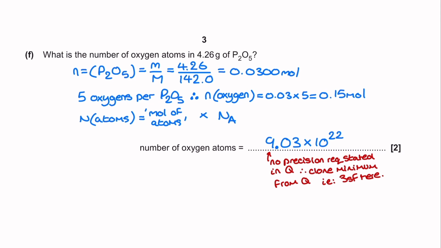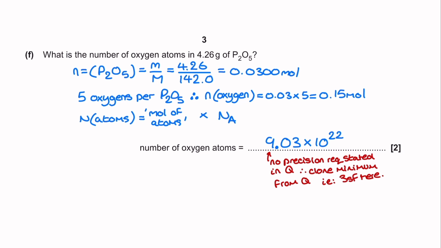Moving on here to part F, what is the number of oxygen atoms in 4.26 grams of P2O5? I think this is remarkably simple considering that it's actually 2 marks and compared to the previous page of questions, but here we are, let's just roll with it. First off, we need to figure out the number of moles that we have of P2O5, and that's done by doing mass divided by molar mass, as you can see just there.